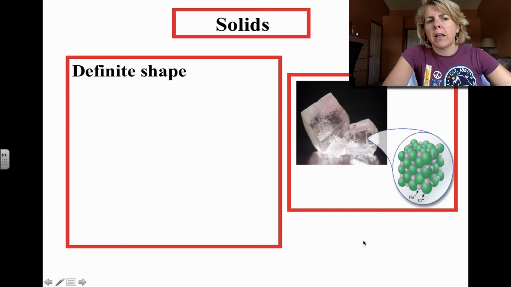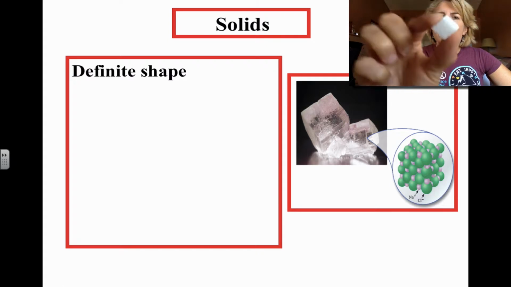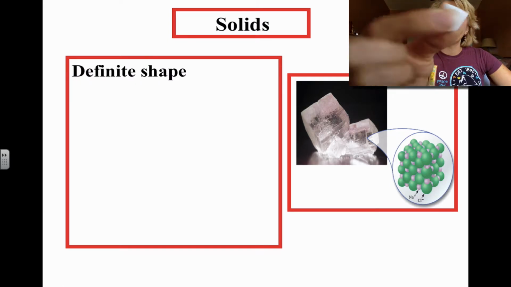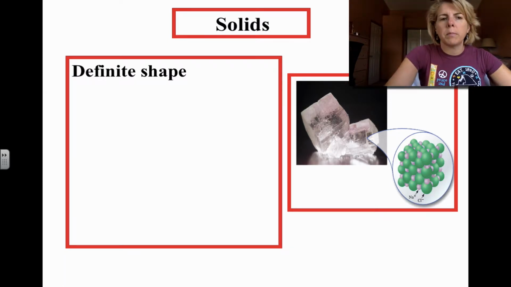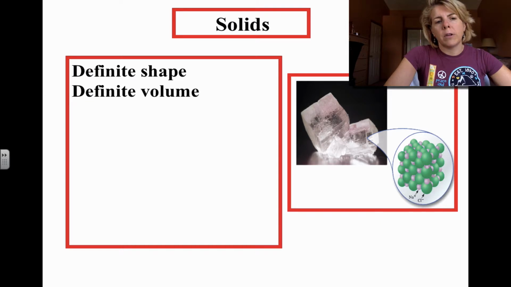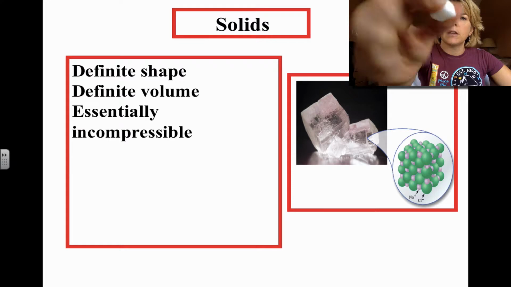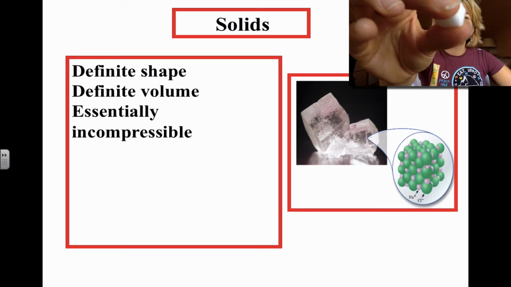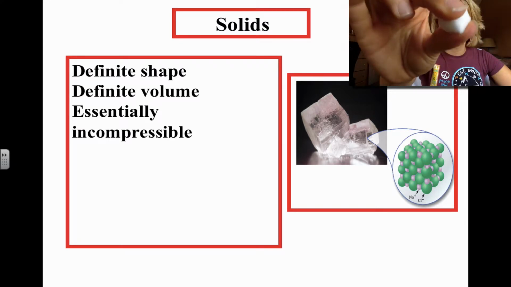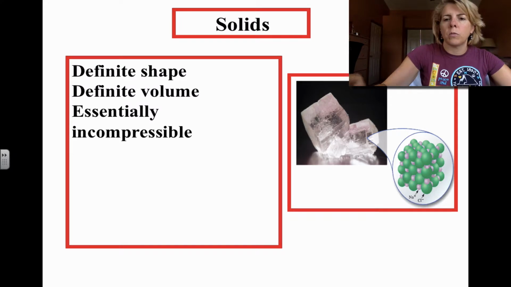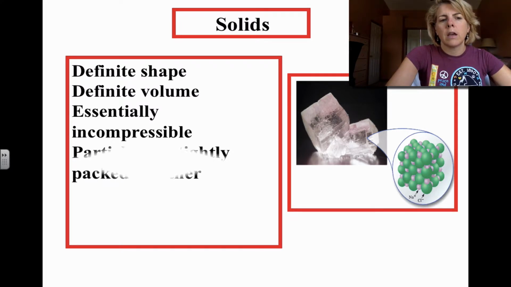Okay, here we go. Solids. So looking at a sugar cube, we have a solid which has a definite shape. It has a definite volume. It's not compressible, so I can try squeezing the sugar cube. It feels like it gives a little, but it's actually my fingers that are giving a little. It's not the actual solid that's giving.